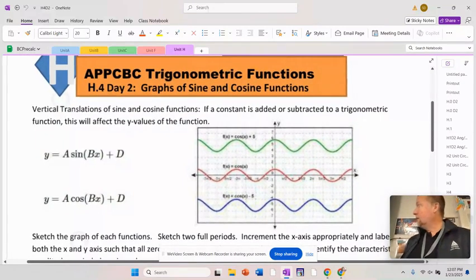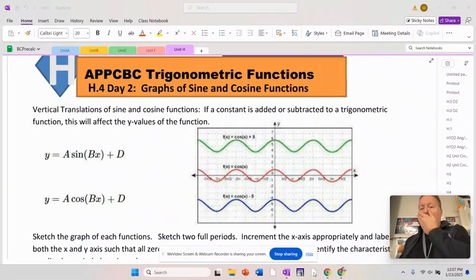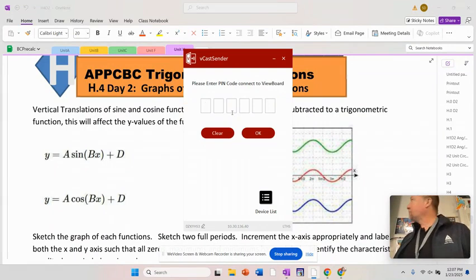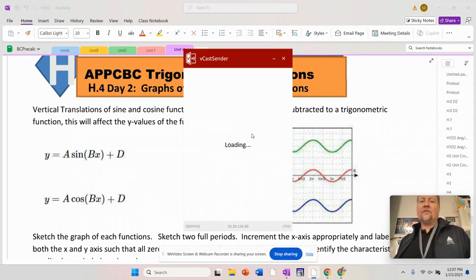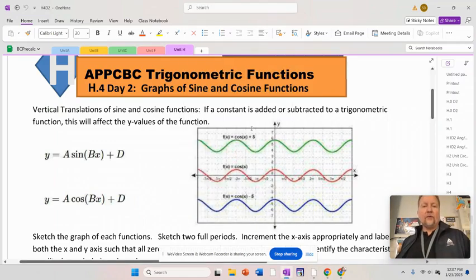Okay, so we're adding. Sorry, I didn't connect up there. So this is going to be the start of the video. Me connecting to the screen for the students that are quietly awaiting.